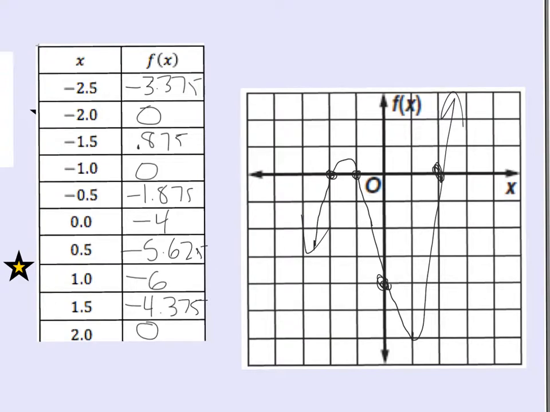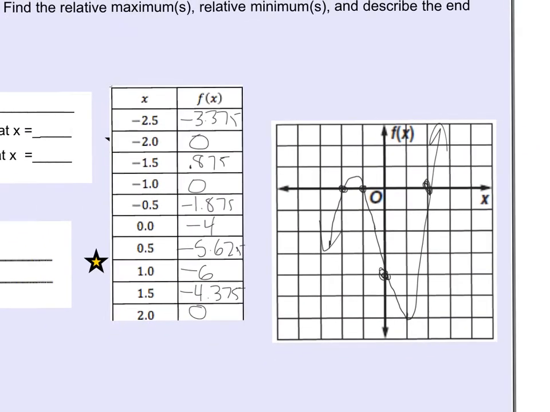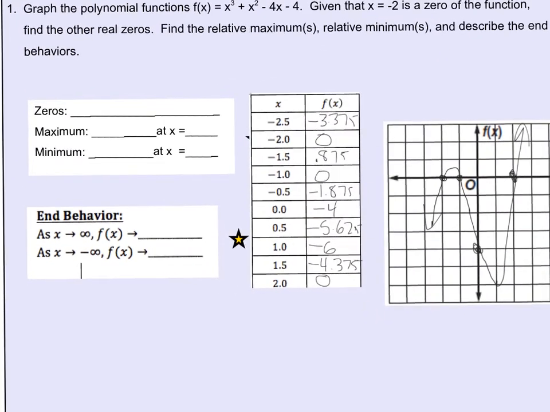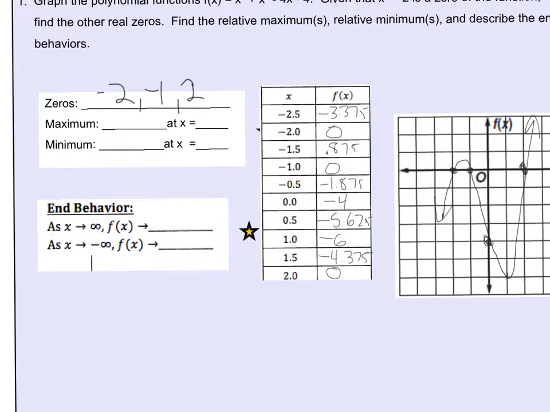Now what does that mean in terms of what we're dealing with? Keeping in mind the graph, as I fill in the rest of this information, zeros are where it crosses the x-axis. That's easy: negative 2, negative 1, and 2. They give me 2 as one of my options above too, and they tell me right in the problem that negative 2 is an answer. So my relative maximum is going to be right there.